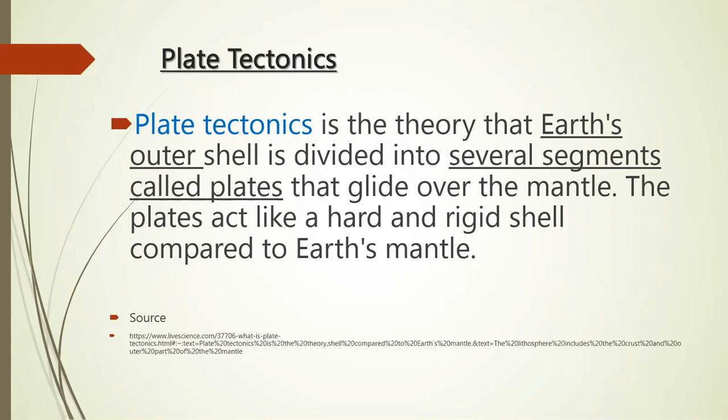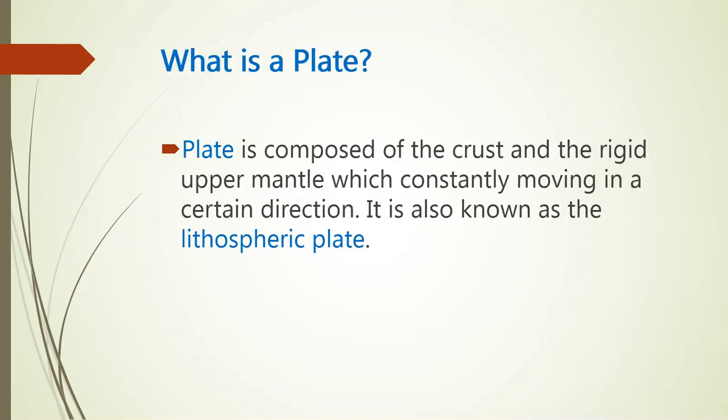So when we speak about plate tectonics, it is the theory that Earth's outer shell is divided into several segments called plates that glide over the mantle, and the plates act like a hard and rigid shell compared to the Earth's mantle. A plate is composed of the crust and rigid upper mantle, which is constantly moving in a certain direction. This plate is also known as the lithospheric plate.